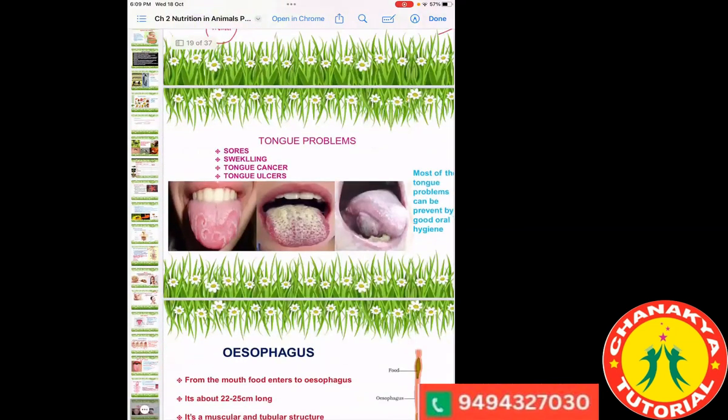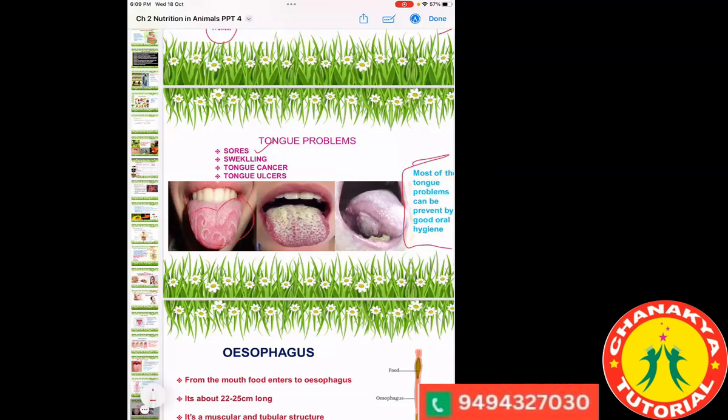But certain problems are there in the tongue. You can see these three ugly pictures, the first, second, and third picture. Most tongue problems can be prevented by good oral hygiene. We have to make sure that when we clean our teeth, we clean our tongue also, which is very, very important. What are the problems the tongue gets? Sores. Sores are small structures which form on our tongue and cause pain on the tongue.